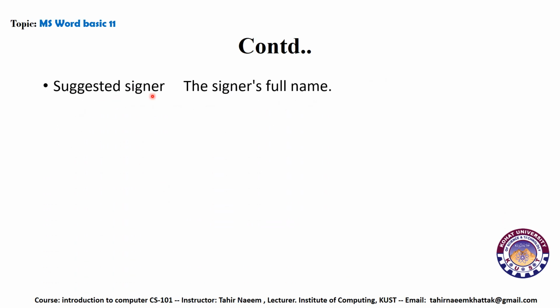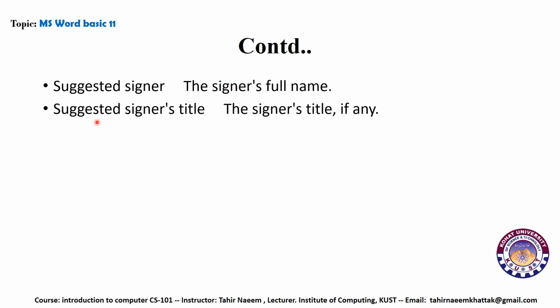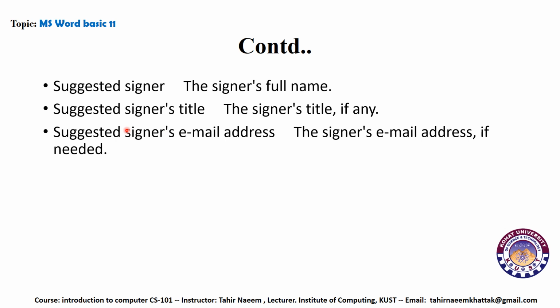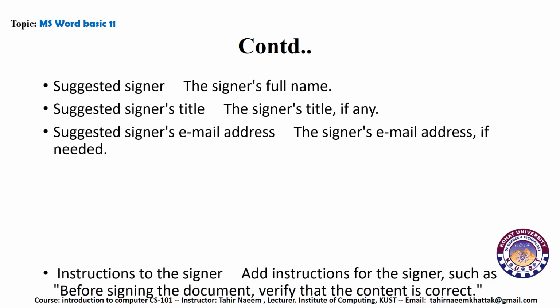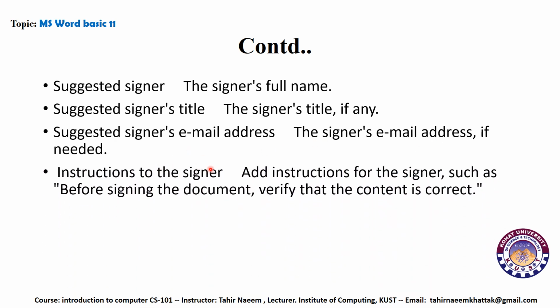Suggested signer: basically, the signer's full name is displayed. Suggested signer title: the signee's title, if any. Suggested signer's email address: here the signer's email address, if needed. Instruction to the signer: basically here an instruction is added for the signer, like before signing the document, verify the content is correct.